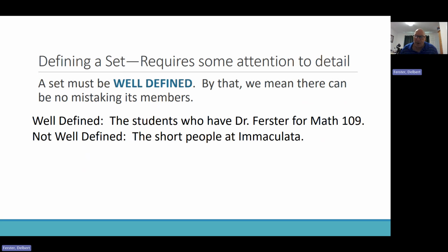When we talk about sets, they must be well defined. There can't be any nebulous nature. Everyone would have to agree that this is in the set or not in the set. In terms of well defined, the people who have Dr. Firster for Math 109 is a well defined set. There's no ambiguity. You either do or you don't. We can look it up on the computer system and find that your name is included, but probably Brett Favre's name is not because he's not listed as a student in Math 109. Something not well defined: the short people at Immaculata. You already knew that. Who's to determine what short is? Is it less than 6 feet? Is it less than 5 feet? It's too vague, so it's not a well-defined set.